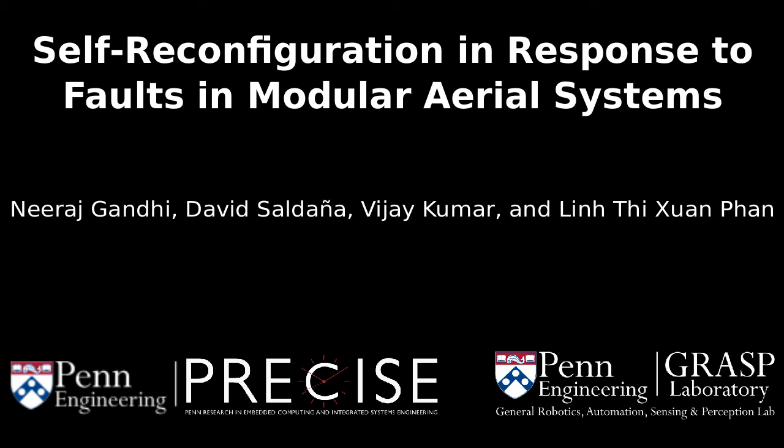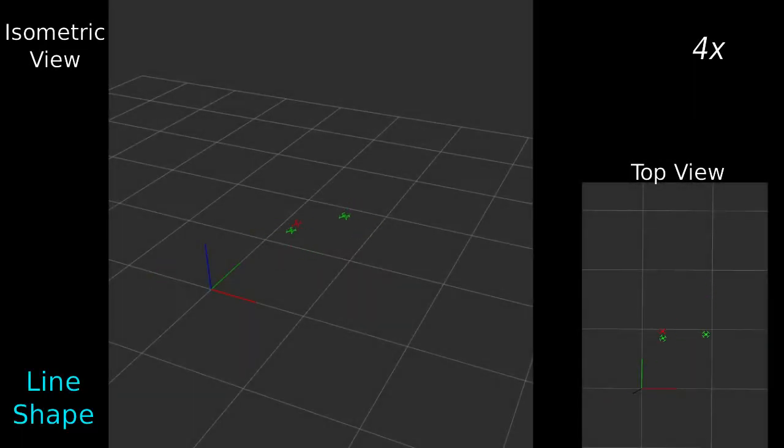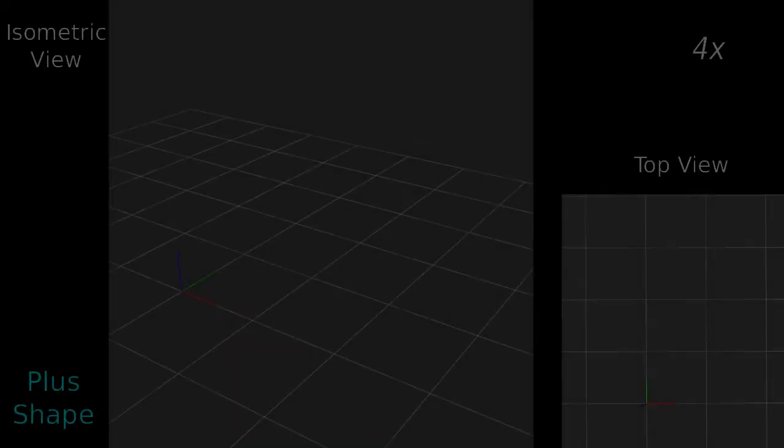This is a video recording showing a simulation of self-reconfiguration in response to faults in modular aerial systems. First, we examine a line-shaped structure. The red module indicates the quadrotor with a failed rotor. The system reconfigures into a new structure that minimizes the impact of the faulty rotor.